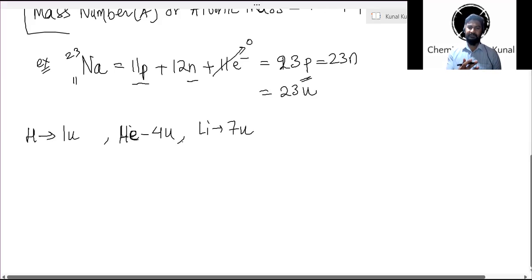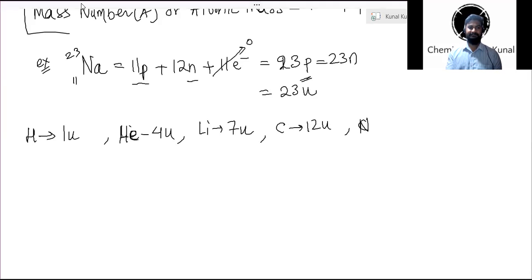Now, what do you understand from here? We understand that helium is 4 times heavier than hydrogen. Lithium is 7 times heavier than hydrogen, and that's how it goes. Then we have, after this, carbon is important. 12 U, the most stable one. Then we have nitrogen, which is 14.